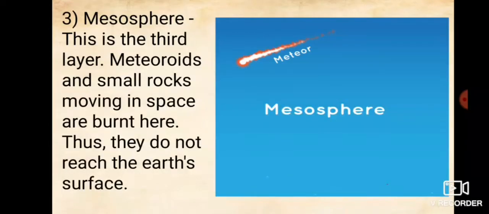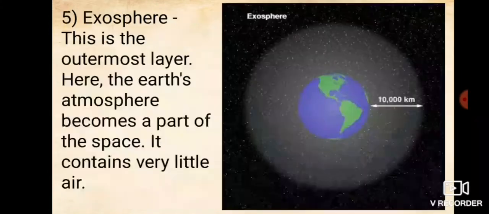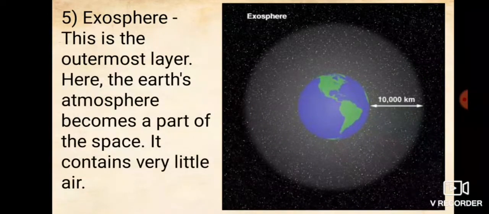Mesosphere. This is the third layer. Meteoroids and small rocks moving in space are burnt here. Thus, they do not reach the Earth's surface. Thermosphere. This is the fourth layer. Space shuttles move in this layer of the atmosphere. Exosphere. This is the outermost layer. Here, the Earth's atmosphere becomes a part of space. It contains very little air.